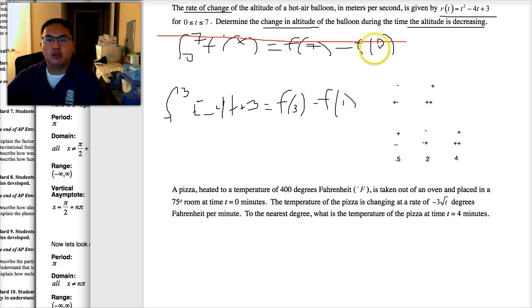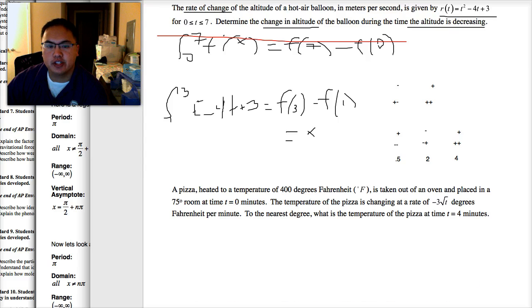And then I was telling you before, it just says determine the change in altitude, so I don't have to solve for f of 3. I'm not solving for f of 1. I want to know what the change is, so I'm just going to call this whole quantity x, because I'm trying to find the change. Then you take the antiderivative. You've done this plenty of times, so I'm not going to do it for you, but take the antiderivative, plug in 3, plug in 1, and subtract.